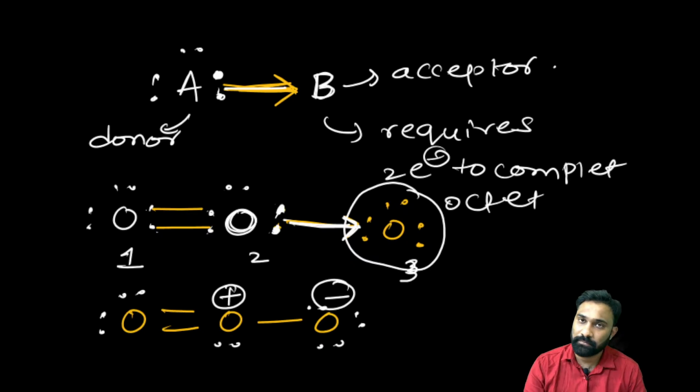For that reason, we have introduced one special type of bond called coordinate covalent bond. Clear? Is it clear or still any confusion?